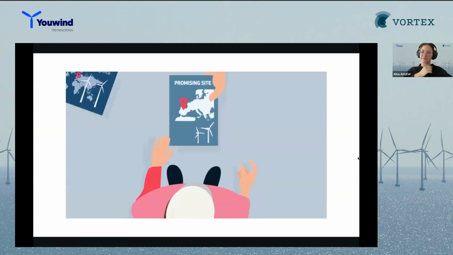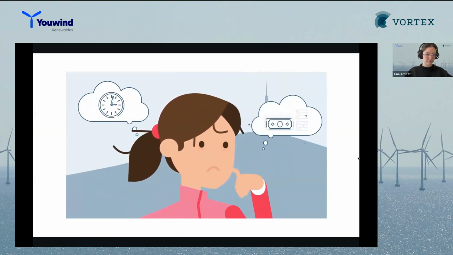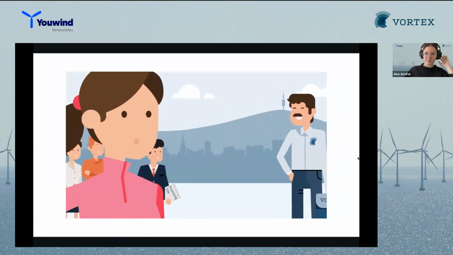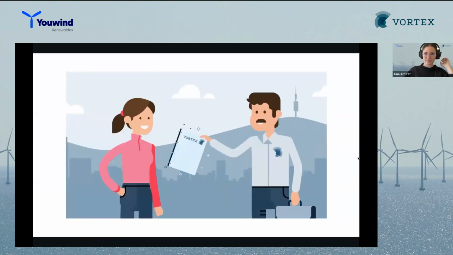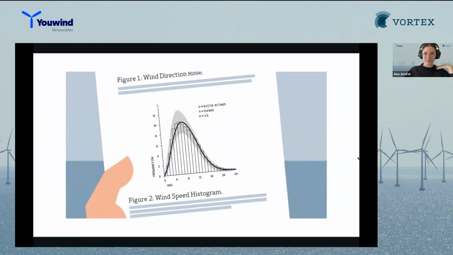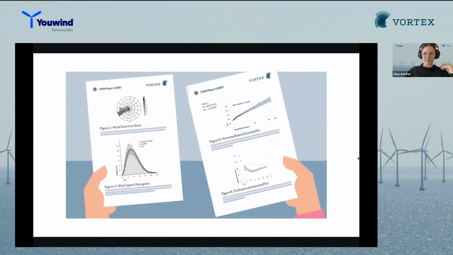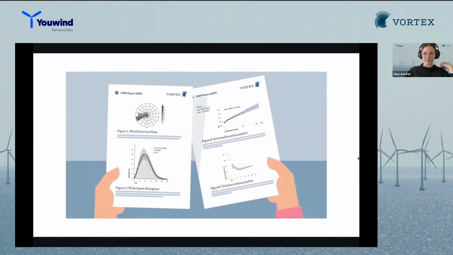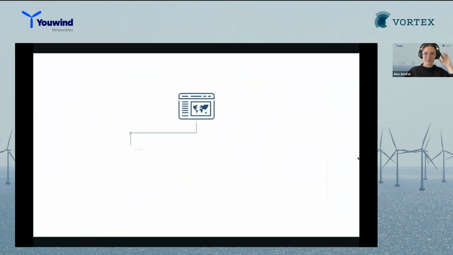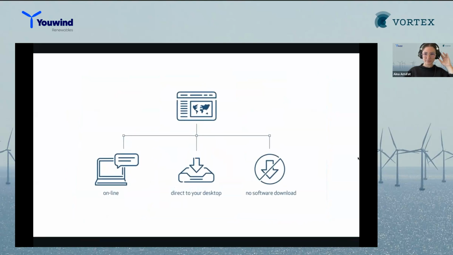We find out using trustworthy data, which is the best site to channel your efforts and capital. Vortex offers high-resolution maps that include wind roses, wind speed histograms, and turbulence and extreme wind speed data at an unlimited number of points within the area. How? Through Vortex interface. Online, direct to your desktop. No software download required.